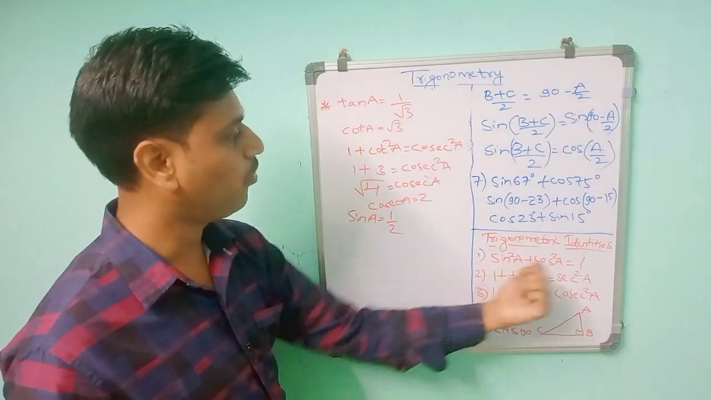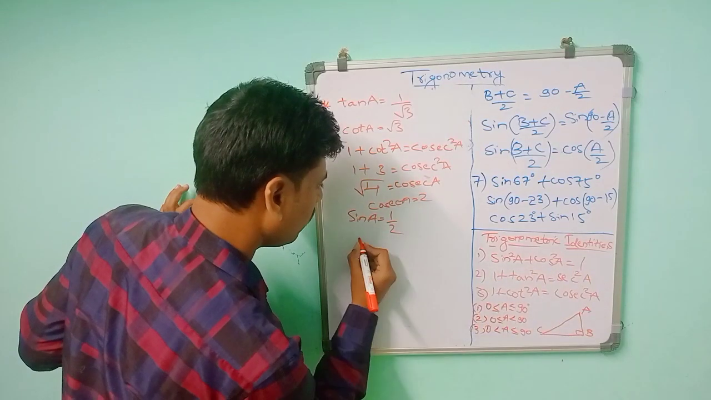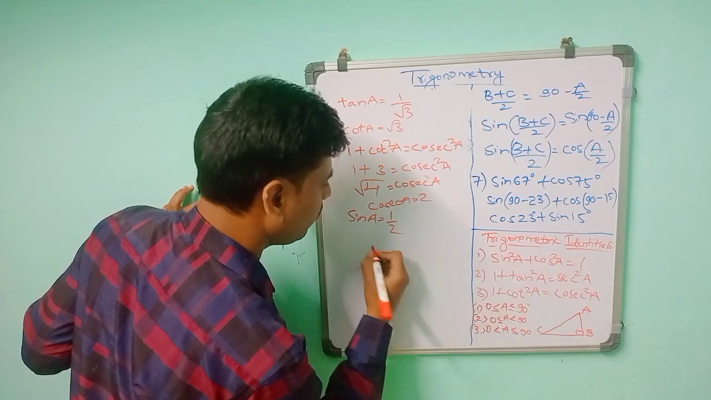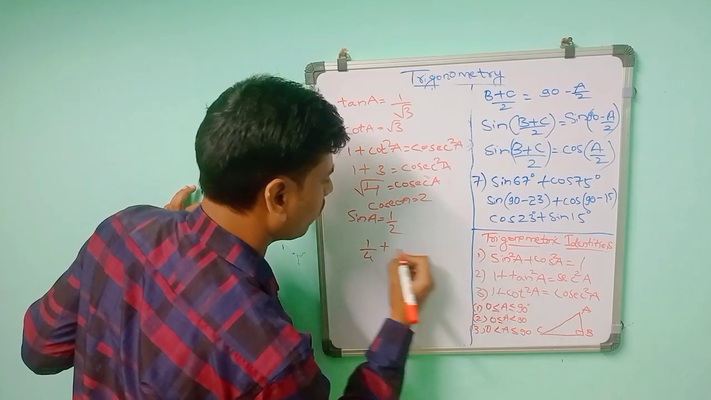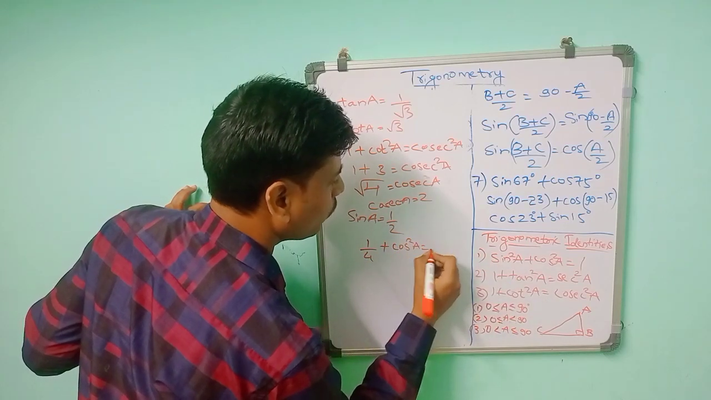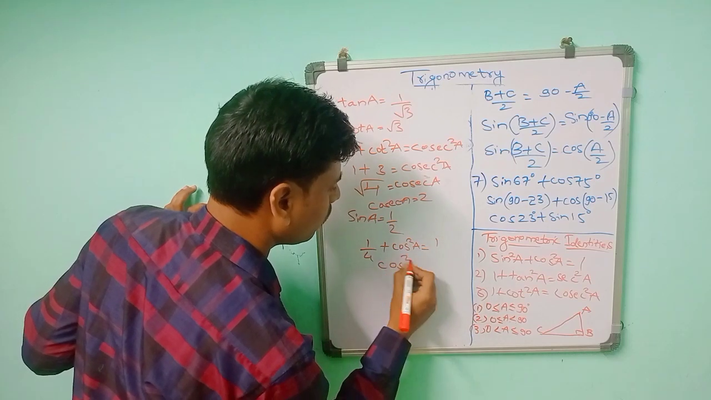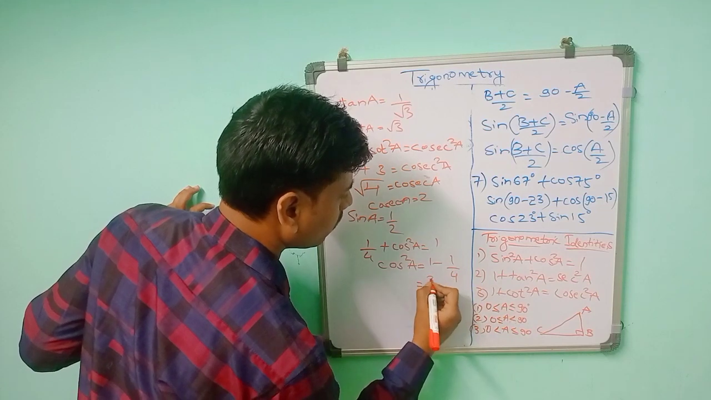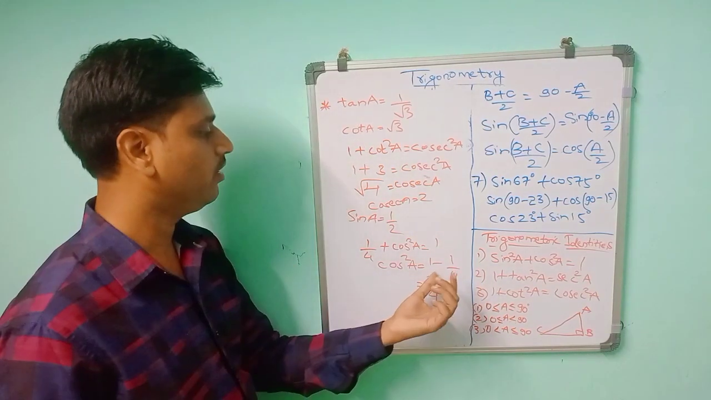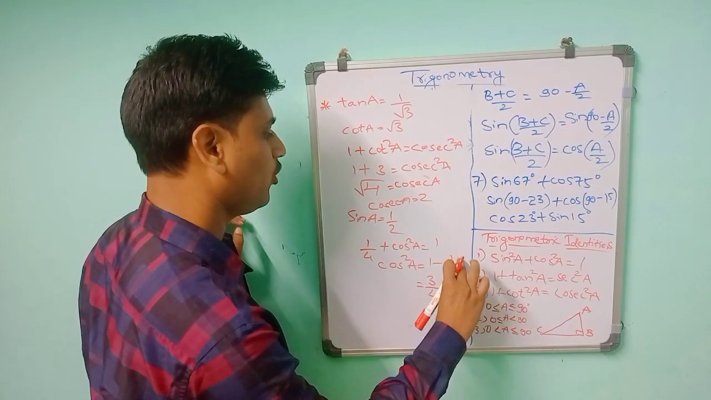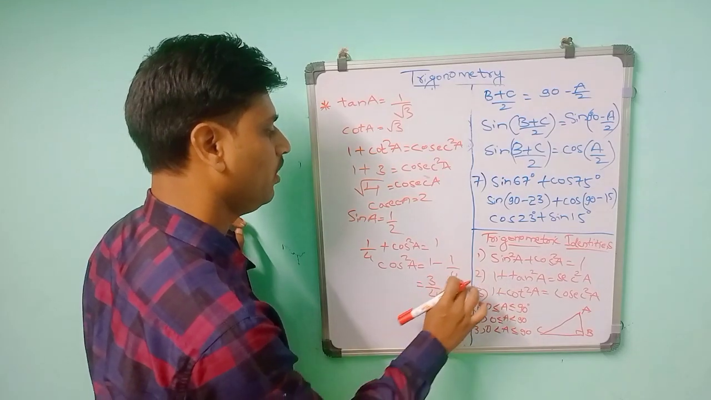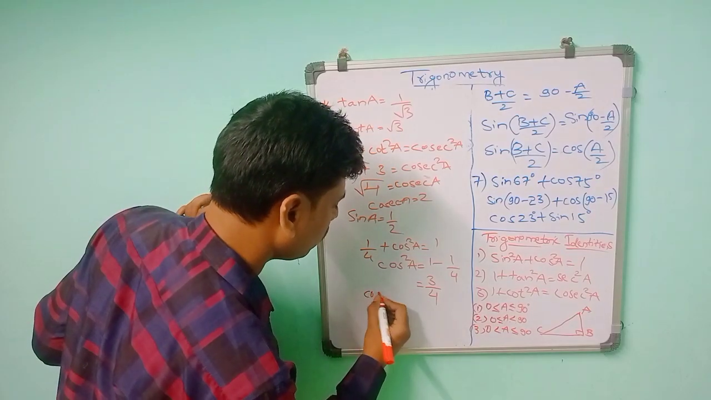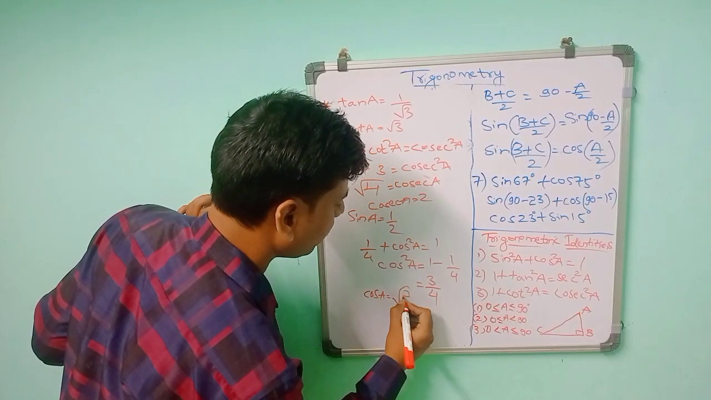If you know the sine value, you can find the cos. So sin square A plus cos square A is equal to 1. Sin square A means 1 by 4. So 1 by 4 plus cos square A is equal to 1. So cos square A is equal to 1 minus 1 by 4. It will be 3 by 4. When it is 1 minus, I only have to take the denominator minus the numerator: 4 minus 1 is 3, divided by the same LCM, 4 only. So 3 by 4. So cos A is equal to root of 3 by 4.